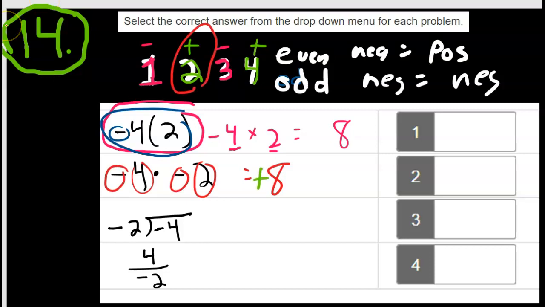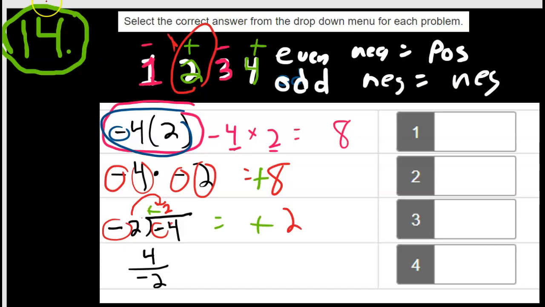Next one, this is -4 divided by -2. How many times does 2 fit into 4? 2 times. 2 times 2 is 4. But is this going to be a positive quotient or negative quotient? Well, this time you just count how many negatives there are. There are 2 negatives. So the answer works the same with division. There it is. It's going to be a positive 2. So this is equal to positive 2.